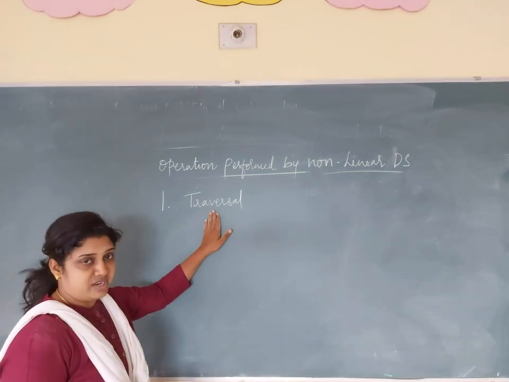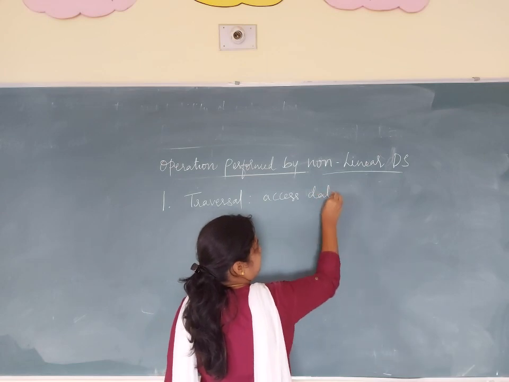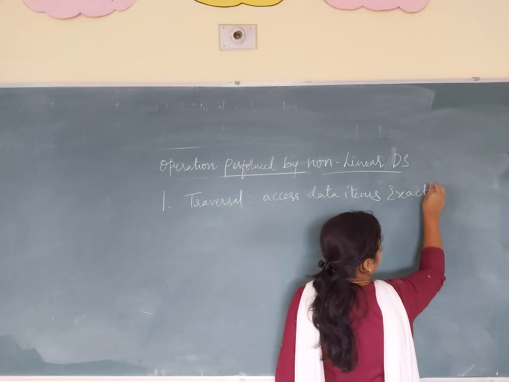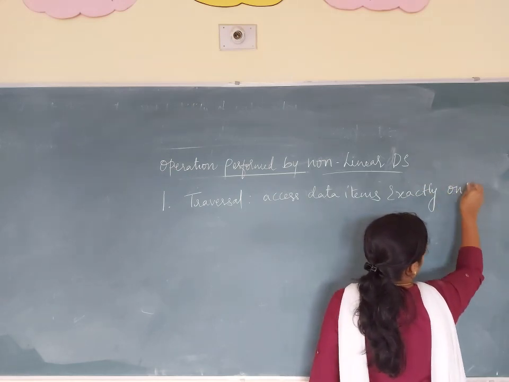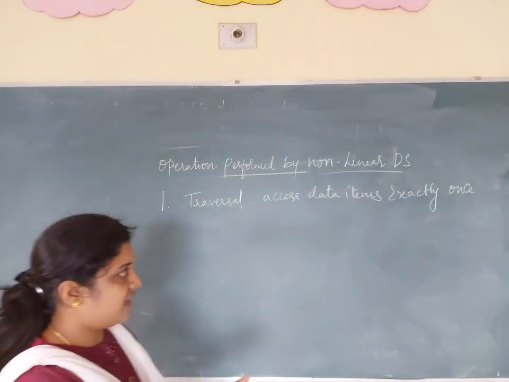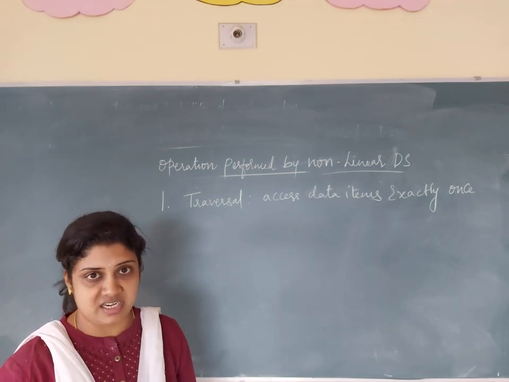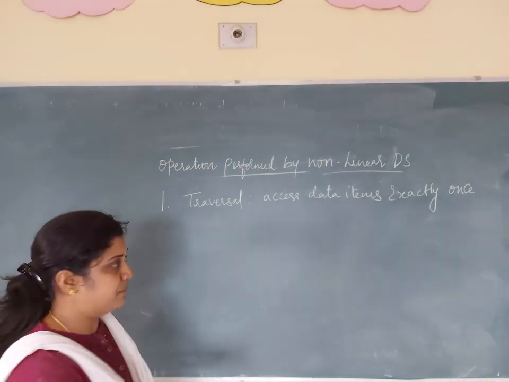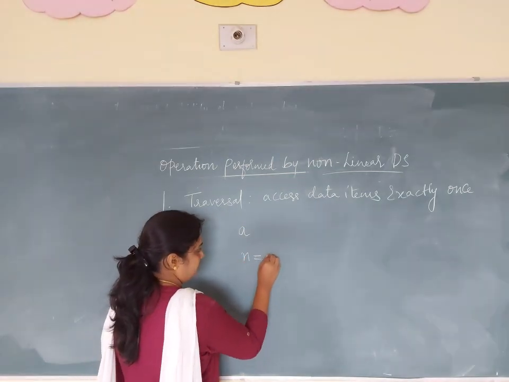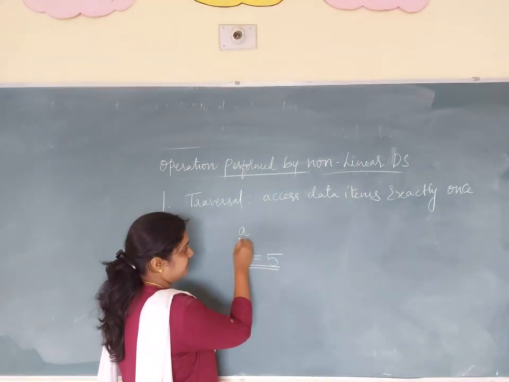What is meant by traversal? You are going to access each data element exactly one time. Any data element or data item you take, you access each data element exactly once. Example: I am going to take array name as A and my array size is 5.